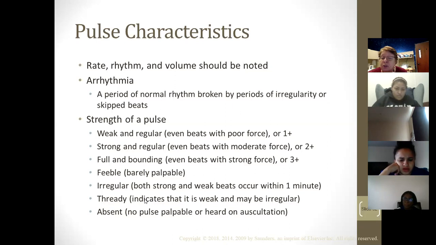We can also use words like feeble when we're documenting, or irregular. So you have both strong and weak beats. Thready indicates it's weak. It may also be irregular. And absence means we have no pulse palpable or heard on auscultation, which I would think would be a big problem, right? So these are terms that you're going to use to document what the pulse feels like to you when you take it.